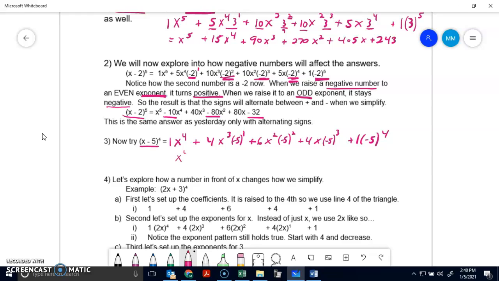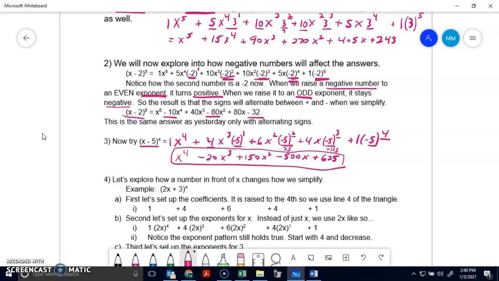So now let's simplify. X to the 4th. This is negative 5 times 4, or negative 20x to the 3rd. This is a positive 25. Negative 5 squared is positive 25 times 6 is 150, and that's for x squared. Negative 5 to the third is a negative 125. Multiply that by 4 gives me negative 500x. And then negative 5 to the fourth, it's an even exponent, so this is going to come out as a positive. Negative 5 to the fourth is 625, positive 625. So this would be my final simplified answer.